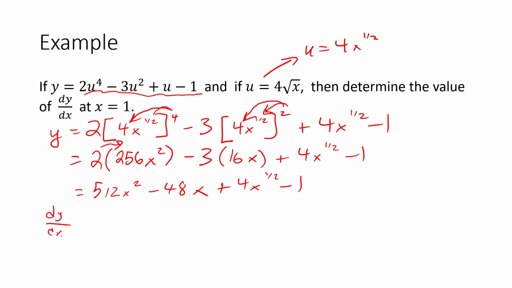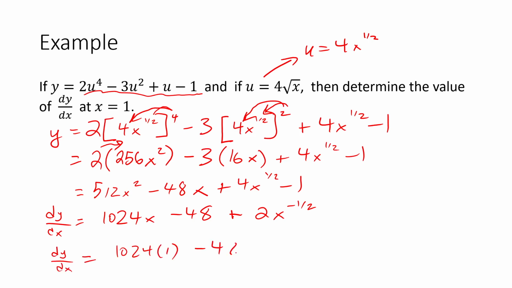Well, let's get an expression for dy over dx. That'll be 1024x minus 48 plus 2x to the negative 1/2. And when I plug in an x value of 1, what we'll get is 1024 times 1 minus 48 plus, now 1 to the exponent negative 1/2 will be 1, so we'll subtract 2 times 1, and the answer will be the same answer we got a moment ago, which is 978.